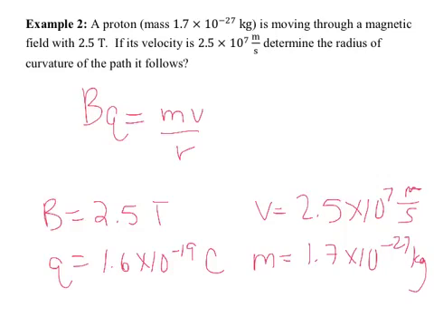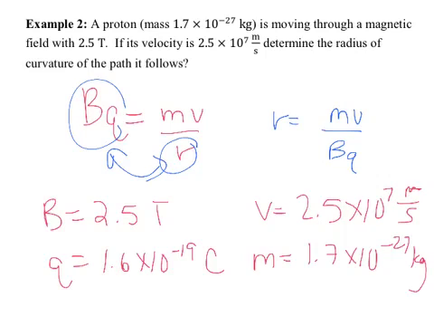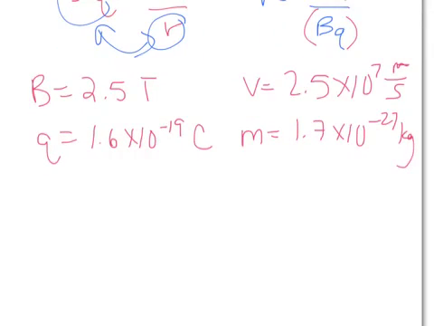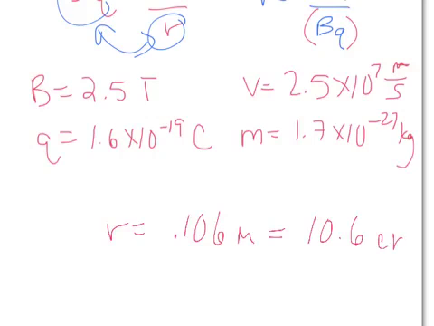So we're solving for the radius of curvature, so r equals mv over BQ. Remember that we're just flipping these two quantities to solve for r. Make sure that BQ is in parentheses in your calculator when you calculate it. If we plug in these four numbers, we end up getting a radius of 0.106 meters, or approximately 10.6 centimeters. So this would be the radius of curvature.